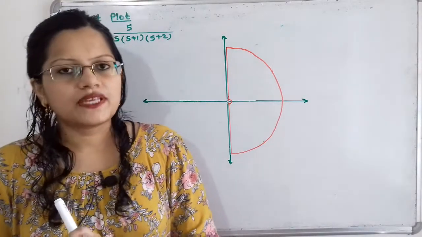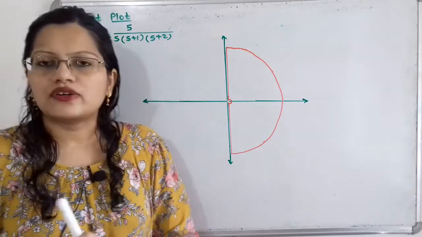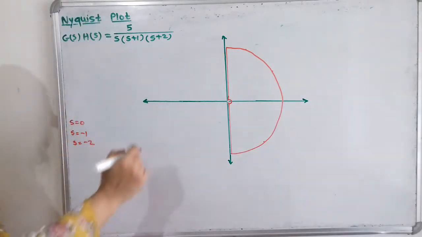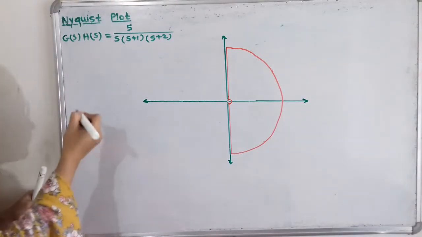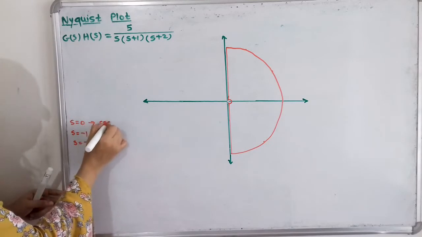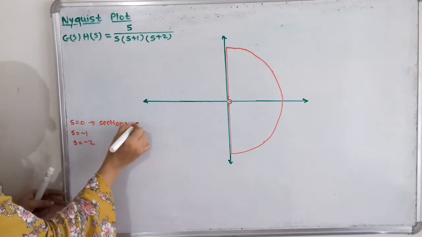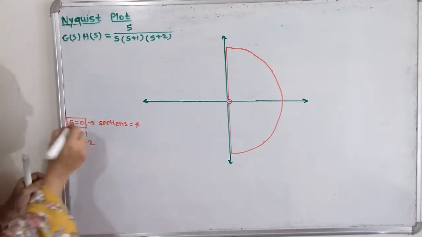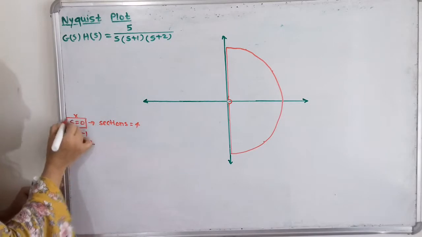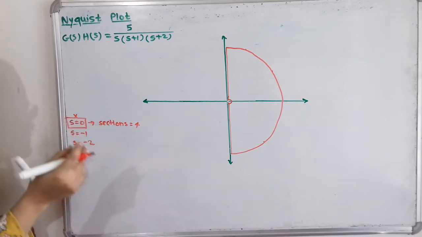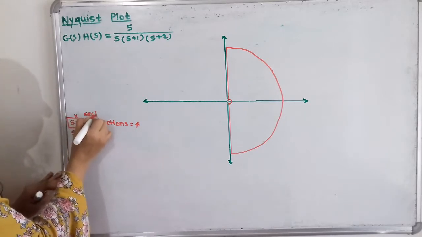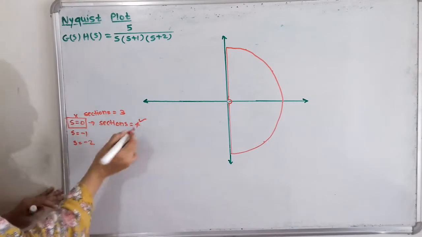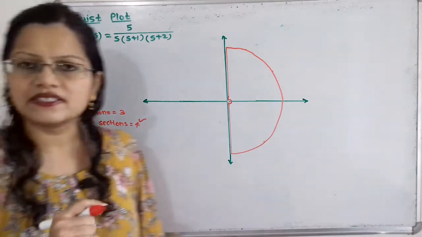Now from this we can conclude that whenever there is a pole at the origin, the total number of sections for the Nyquist plot is equal to 4, because here the pole lies at the origin. When there is no pole at the origin, then there are only 3 sections. So what is that fourth section? We will understand with the help of this diagram.